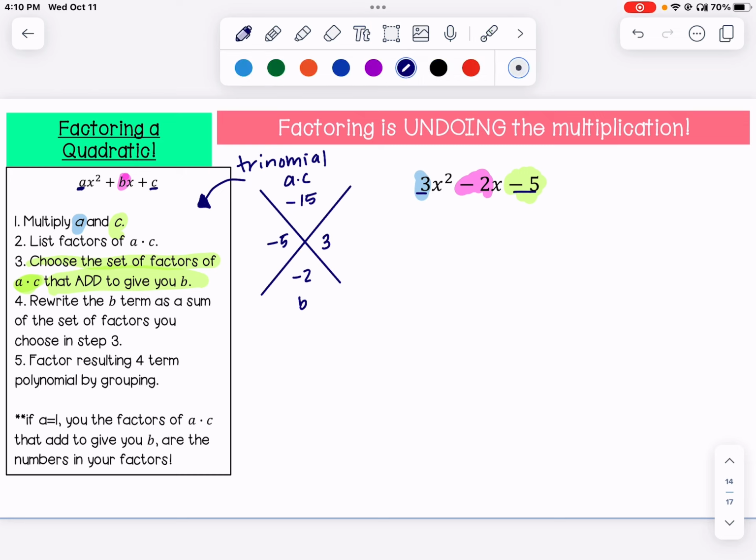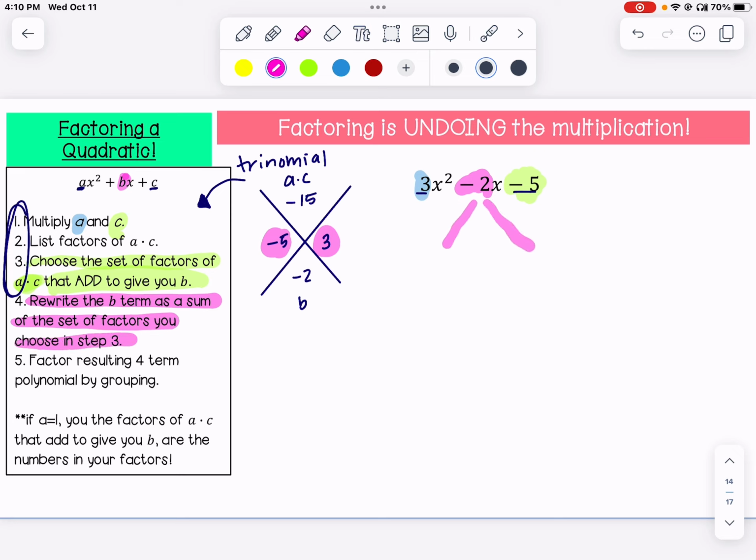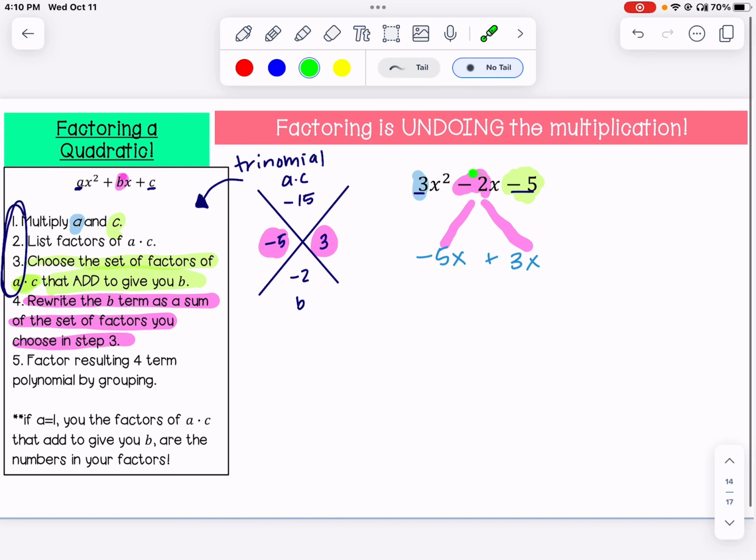All that we've done so far are these first 3 steps. These two numbers are now going to be really, really critical as I go into my factoring. What you're going to do is you rewrite the b term as the sum of those factors you just found. So instead of having -2x, I'm going to rewrite this as -5x plus 3x. So all I'm doing is I'm taking the -2 and I'm rewriting it. And because it adds to -2, -5 plus 3 is -2. This is an equivalent step.